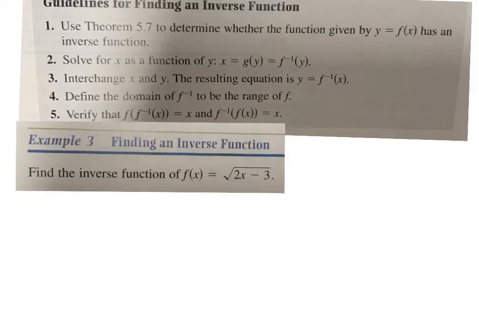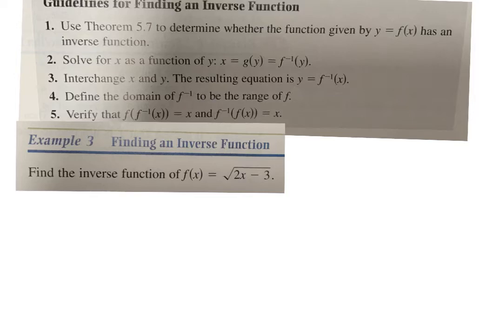So finding an inverse, guidelines for finding an inverse, top of page 335. It says use theorem 5.7 to determine if it has an inverse. Solve for x as a function of y. Interchange x and y. The resulting equation is y equals the inverse of f of x. Define the domain to be the range of f and verify that those two work.